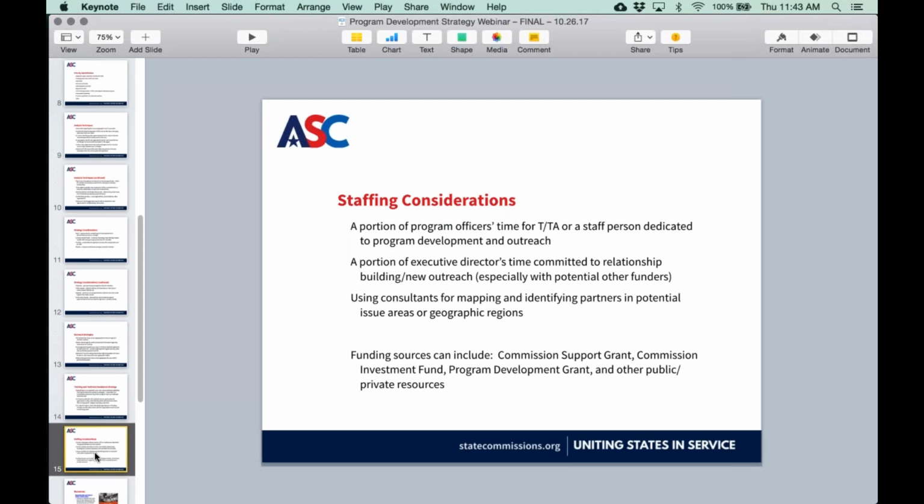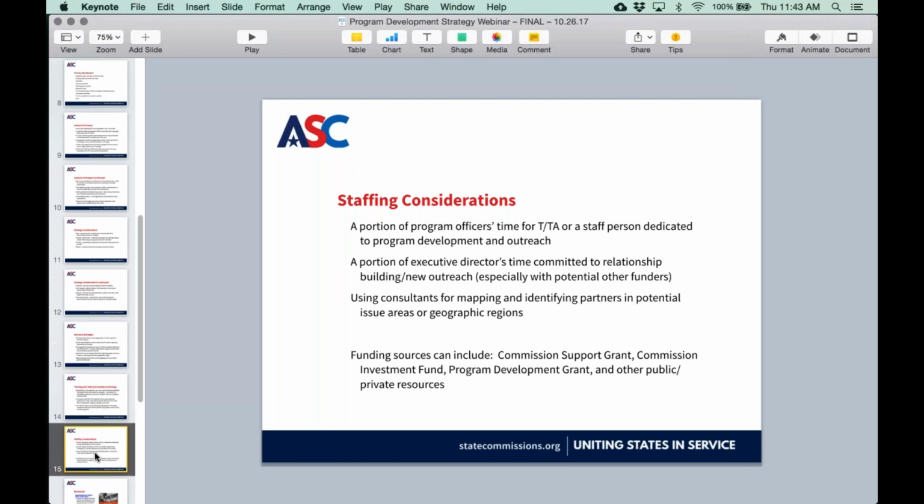We know a number of commissions with the program development funds have started to have a part-time or full-time person who is really dedicated to program development and outreach. If that's something your commission can do, that certainly provides you more flexibility, but understand that may not be the case for all commissions. It's also common for us to see that a portion of the executive director's time may be committed to relationship building and new outreach, often talking to other potential funders, having conversations with the governor's office, and developing relationships with key state legislators and others.